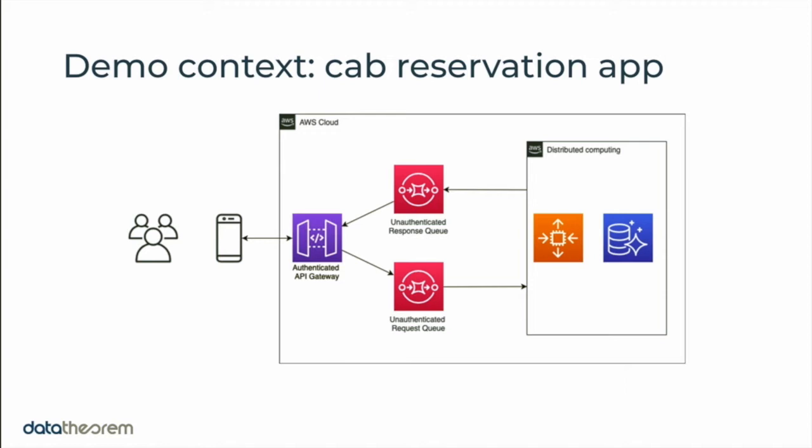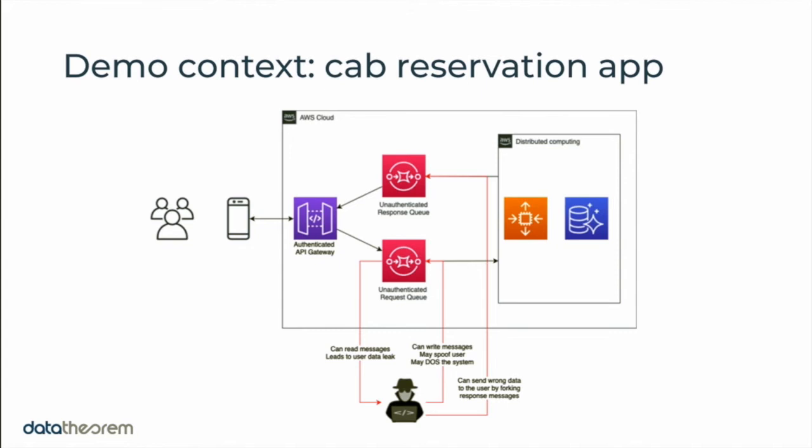So everything here is fine, but this authenticated API gateway is connected to an SQS queue, one for the request and another one for the response. The queue is unauthenticated, so we will see why this may be a problem. You may imagine it's fine because everything happens behind an authenticated API gateway, but I'll show you why this is not fine. So let's imagine now we have a malicious user who finds the unauthenticated queues.